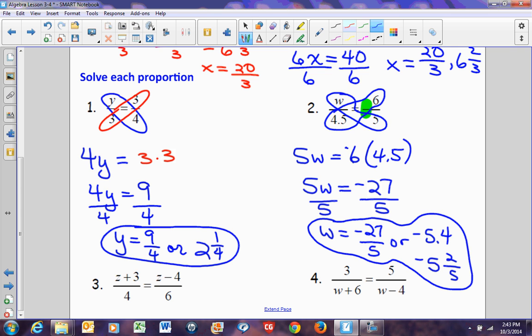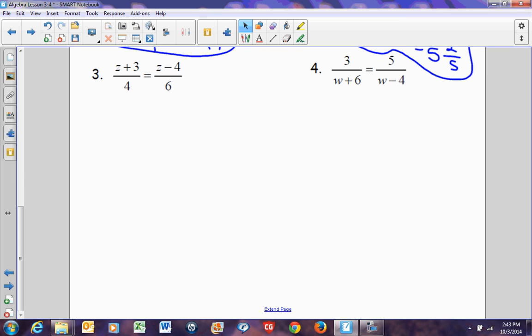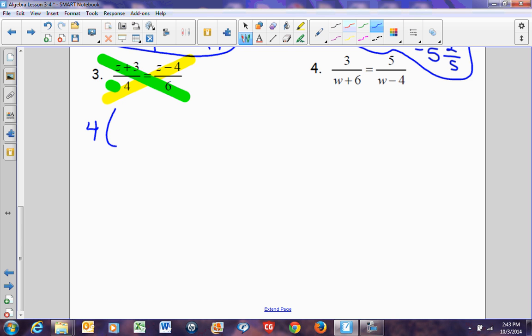Now, if we look down a little bit further, you'll notice the proportions look a little different. We still can solve them the exact same way. We're still going to multiply our cross products. This is going to be multiplied by this. The thing that we've got to pay attention to is we're going to multiply 4 times z minus 4, and that's going to equal 6 times z plus 3. Remember to put the z plus 3 and the z minus 4 in parentheses, or you'll only multiply by the first term and not the entire expression.